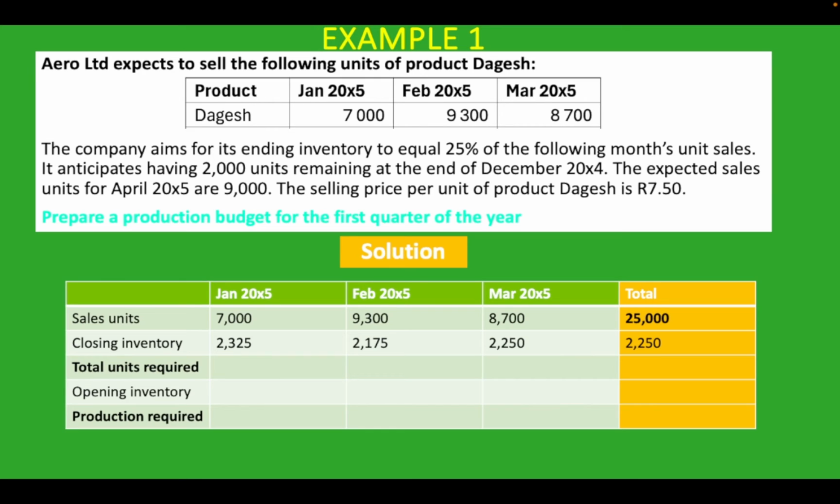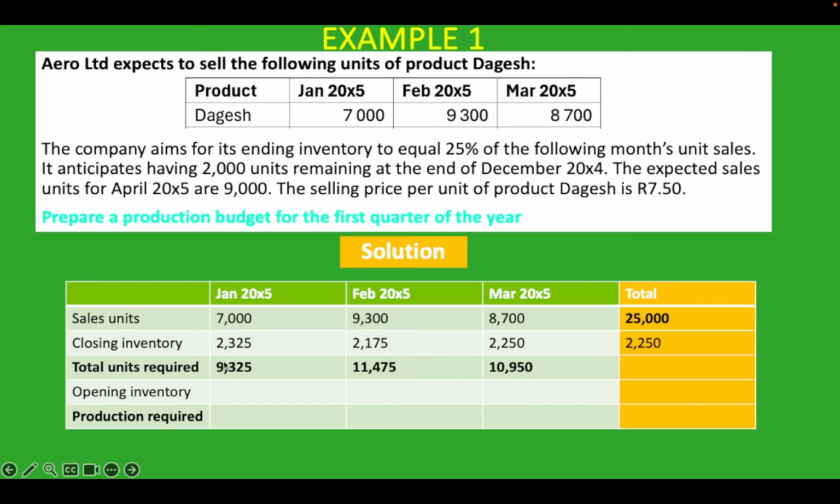Now let's get our total units that we require for each of the 3 months. How many units do we require to make in January? Remember, this is a production budget. Basically, we're asking ourselves, how many units do we need in total in January? Well, we need 7,000 units that we're going to sell. We also need 2,325 units that we need to have as closing stock in January. So if we add the two together, that gives us 9,325. In February, we just add the 9,300 plus 2,175. That gives us 11,475. We do the same thing in March. It gives us 10,950.